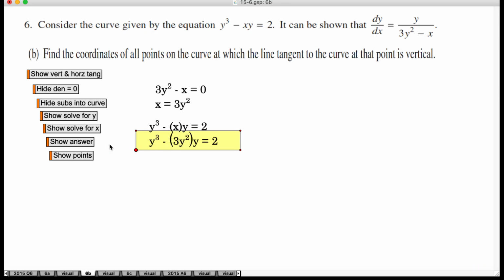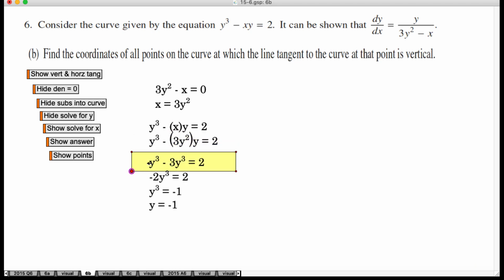And then what I just have to do is go ahead and start to clean this up. So my next step is I just multiply here and I get minus 3y cubed. So I have y cubed minus 3y cubed equals 12. Group like terms, minus 2y cubed equals 2. Divide by minus 2, y cubed equals minus 1. And the cube root of minus 1 is minus 1. So there's my y coordinate.